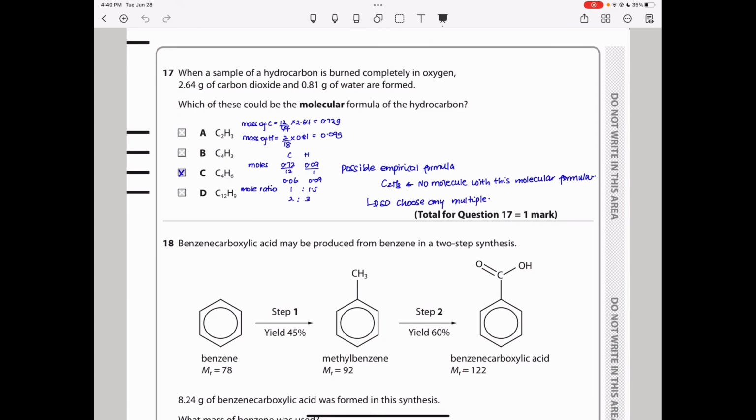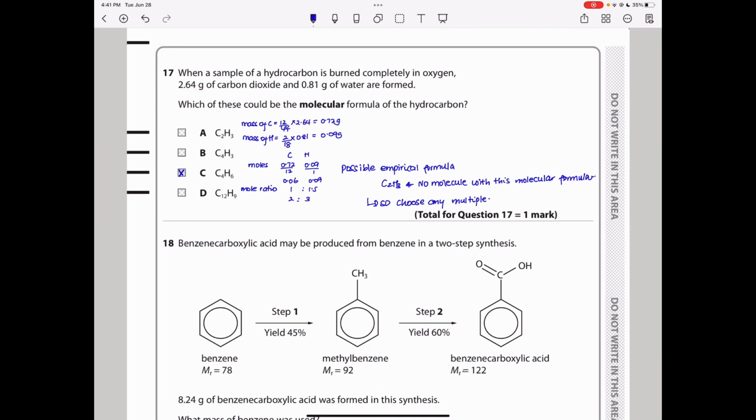Question 17. When a sample of a hydrocarbon is burned completely in oxygen, 2.64 grams of carbon dioxide and 0.81 gram of water are formed. Which of these could be the molecular formula of the hydrocarbon? Because they've given us the mass of carbon dioxide and the mass of water, we need to find the mass of carbon in the carbon dioxide and the mass of hydrogen in the water. So I began by saying the mass of carbon should be 12 divided by 44 times the mass given here.